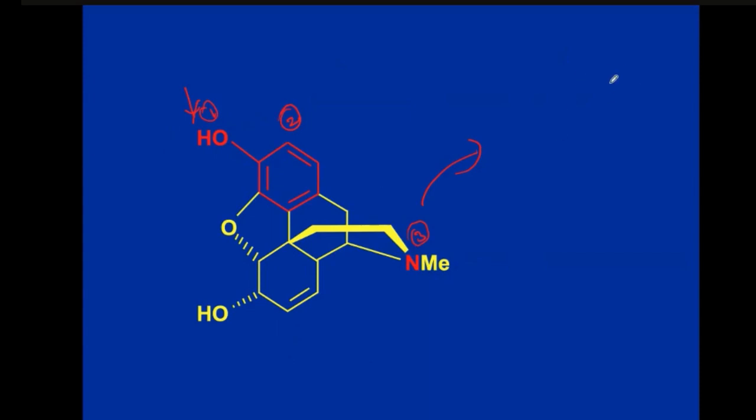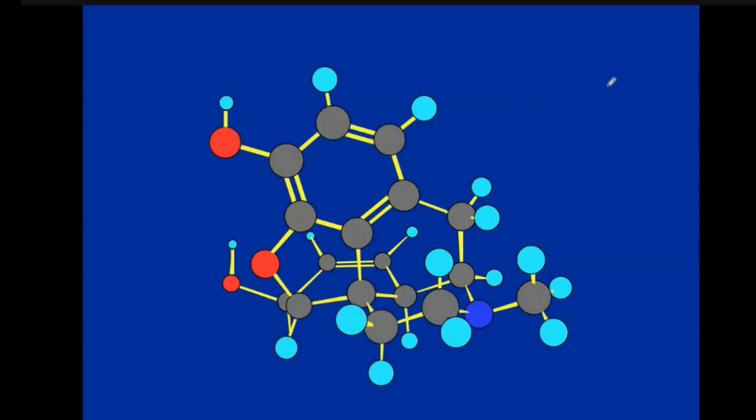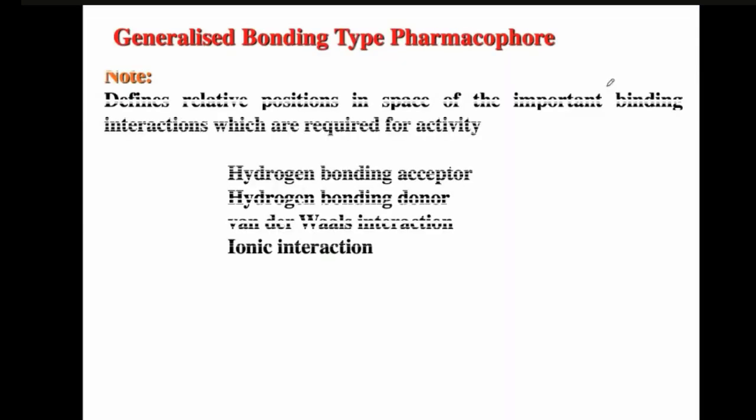Okay, so computationally, how do we deal with this pharmacophore analysis? Computationally, we look for some kind of interaction, a functional group that can participate in some kind of interaction.